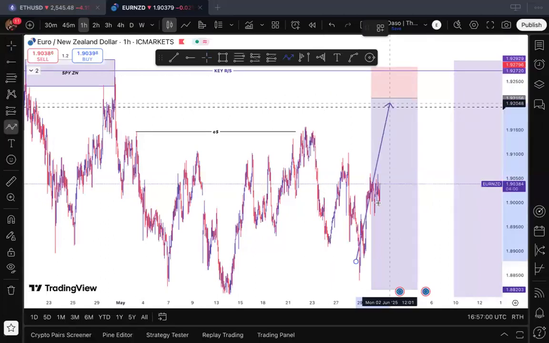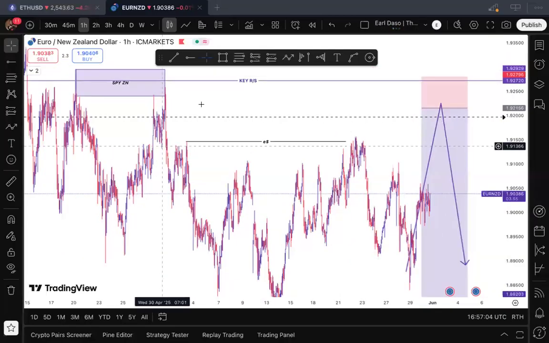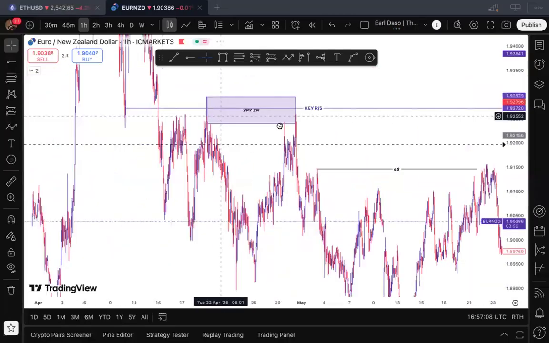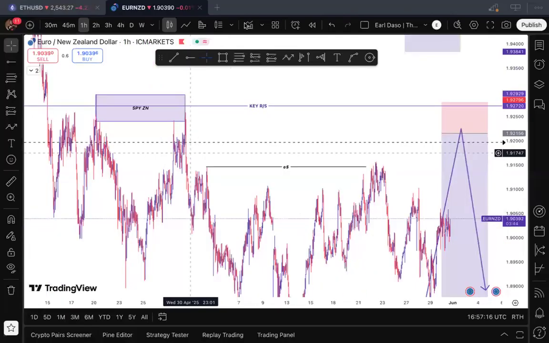That's it. So we have supply. We have key resistance at this zone. Look at this zone. We have supply, and we also have what? Key resistance at this zone. Can you see it? And we have our structural liquidity. That's it. Very easy. Do you understand it?